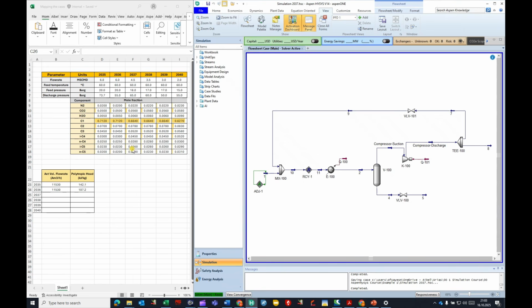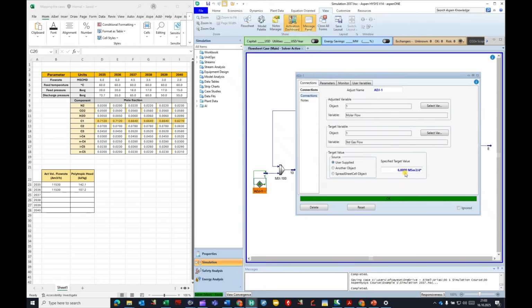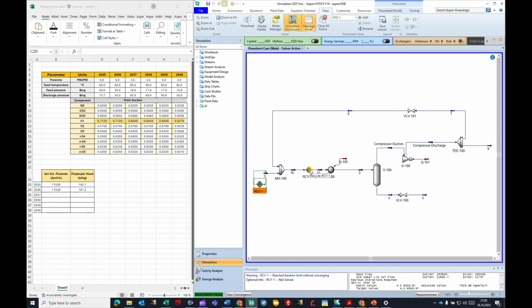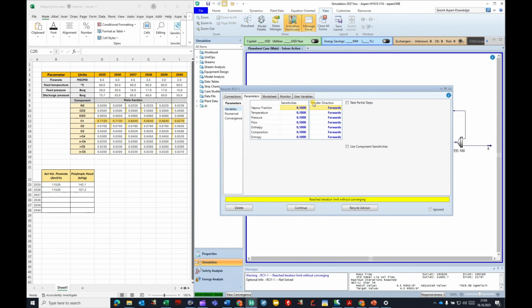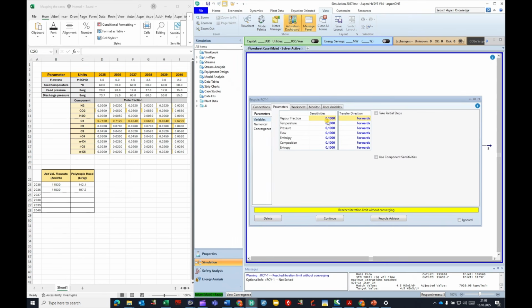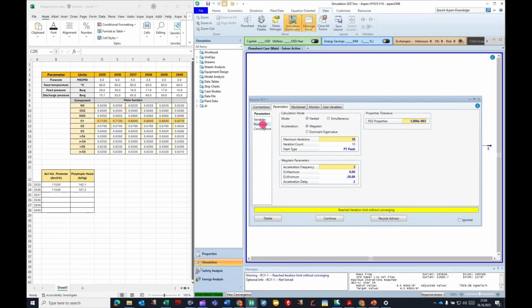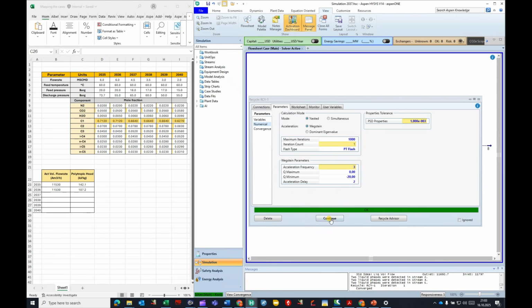For 37, the composition is different, flow rate as well. So flow rate 4.5. And one thing you need to also check in your simulation, you see that recycle didn't converge. The reason for that is we reduce the sensitivity, which requires more iteration. So in numericals, you can increase the number of iterations and continue.